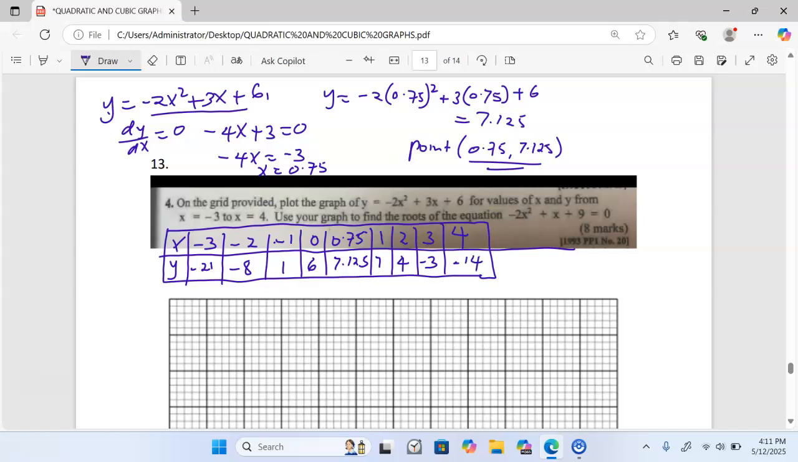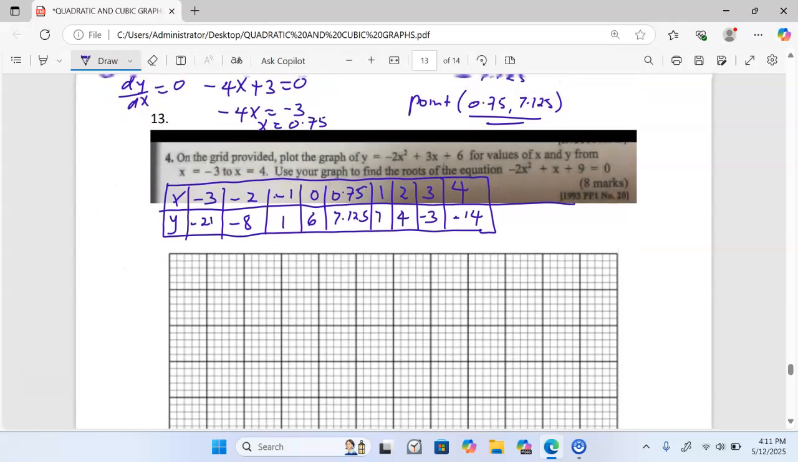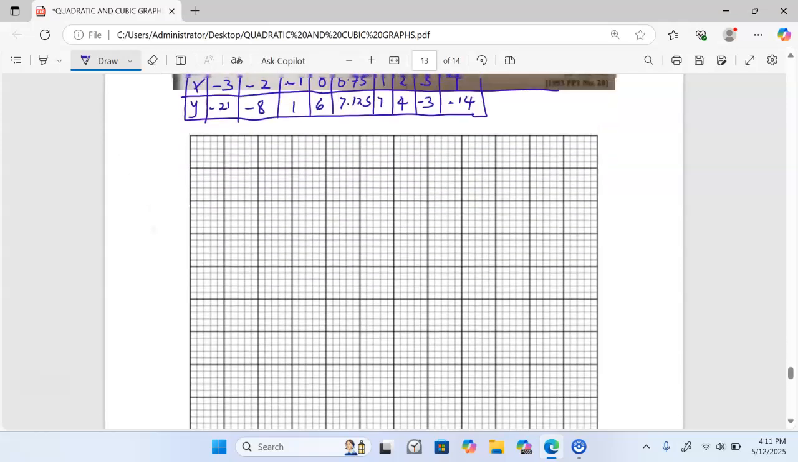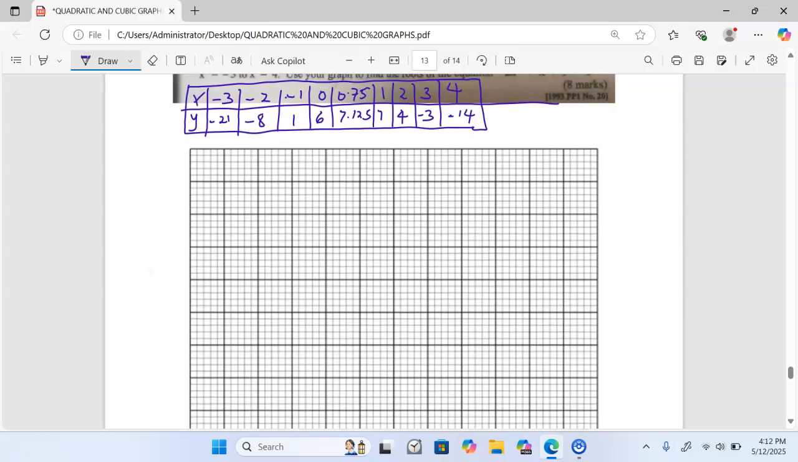Having done that, we can now move to our graph and draw the graph. Looking at the lowest value for y, which is negative 21, that means the lower part is going to occupy most of the graph, and therefore we are going to simply move up here. That is where our graph is going to begin from.